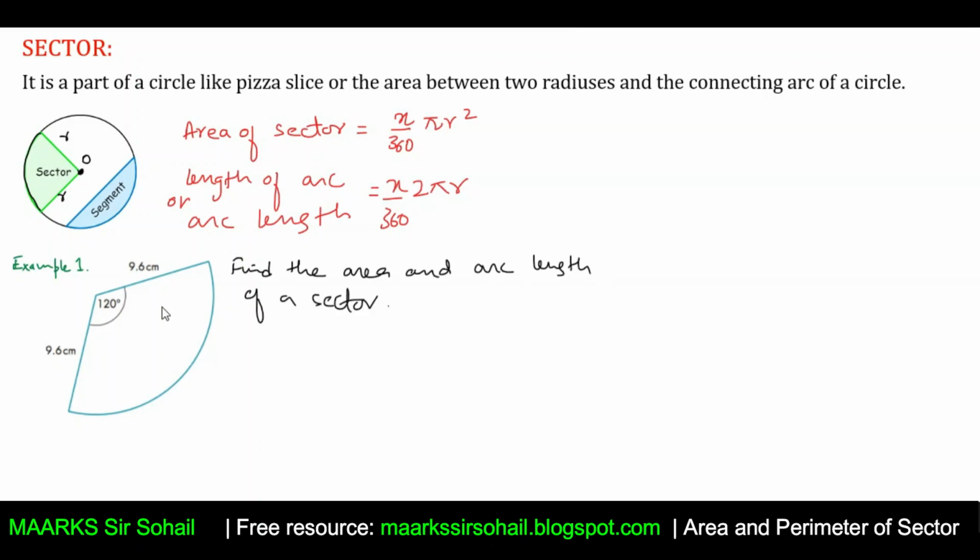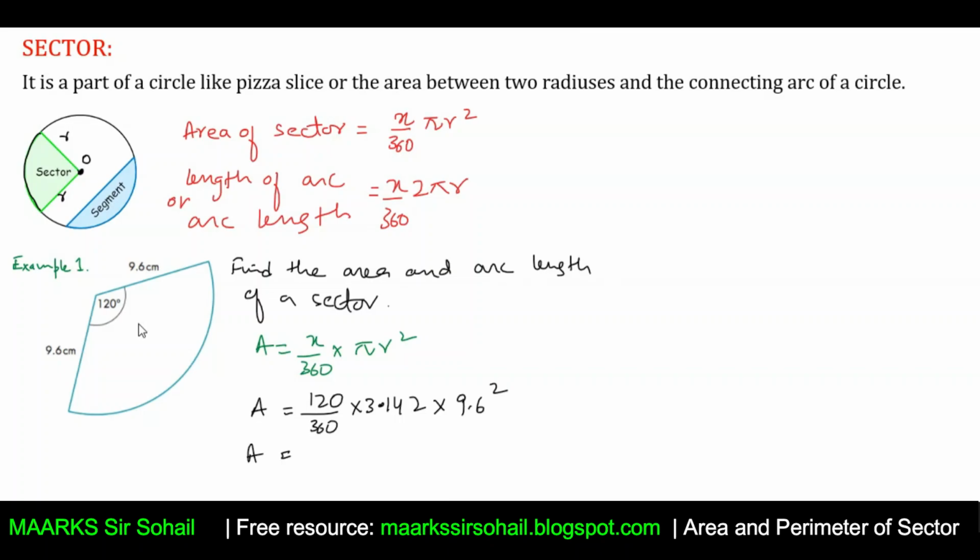So to find the area, we will use the formula x upon 360 into pi r squared. Now this x means the angle which is given in the sector. So this x is actually the 120 degrees. So I will write 120 here upon 360 and multiply by pi. The value of pi is 3.142. Usually when they don't give us the value, we need to use this value with the help of a calculator, and multiply by r squared. The radius is 9.6, so we will write 9.6 squared. So we will get the area.